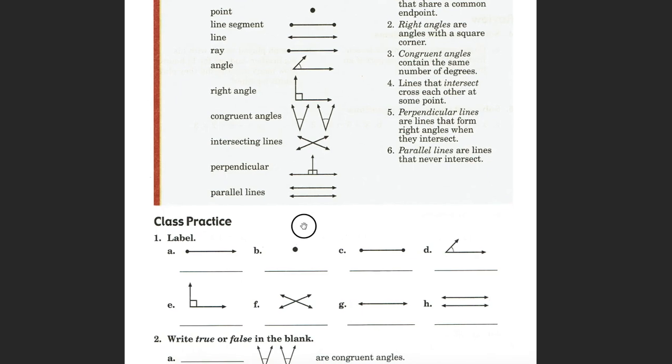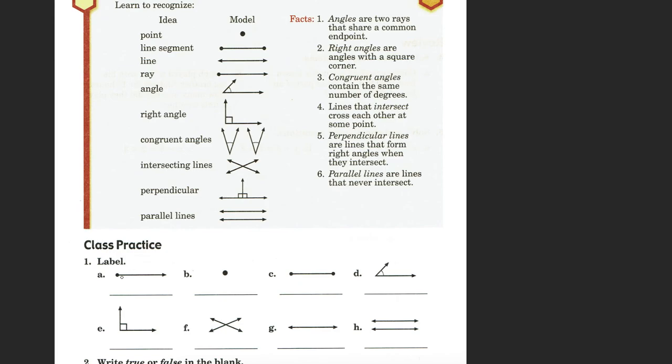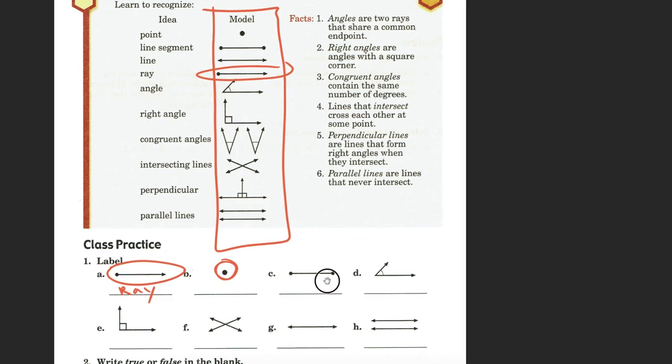All right, so class practice, label. So pretty much really easy. They just want you to label what kind of line this is, okay? What is this? Is it a ray, a line segment, an angle? What is it? All right, so look for the same picture. Obviously, if you just look for the same picture as this, this matches this, and this is a ray. So you just write ray here. Okay, so again, look for the dot and the models here, and then just write down what it's called next to it, okay? All right.